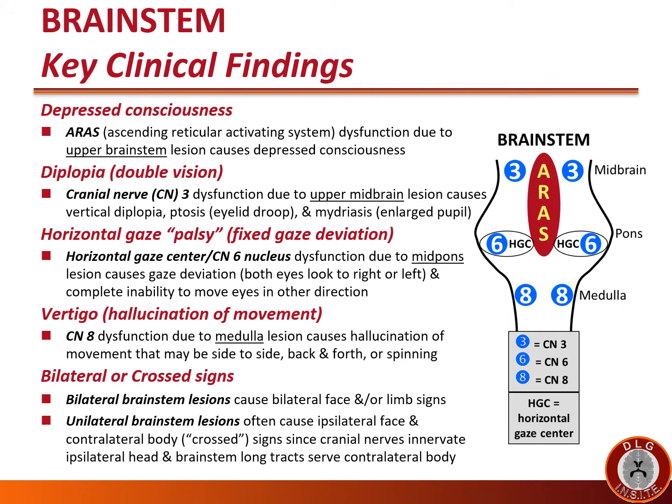Recall that vertigo does not necessarily mean spinning. It can mean a sense of moving side to side, back and forth. It's a hallucination of movement. Bilateral crossed signs are common.